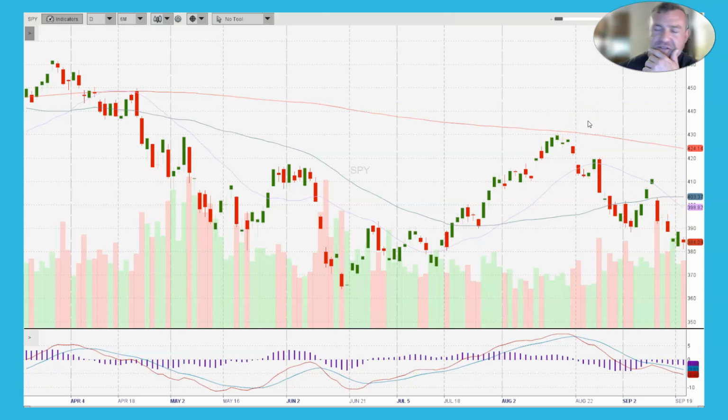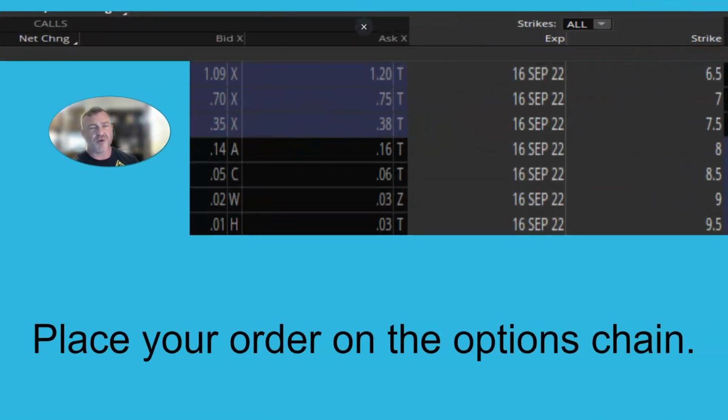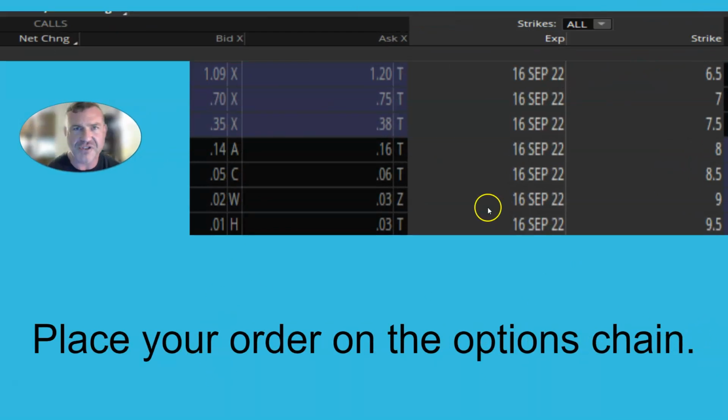Now, obviously, you've got to look at how much premium. What did you buy the stock at? There are other things. But now your chart is set up, and you have a little idea of how you can use this to select a strike price to sell a call option for income. And then when you've figured out that strike price, you're going to place your order on the options chain.